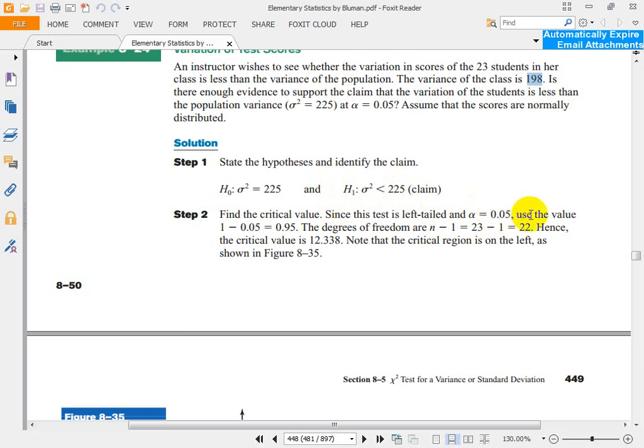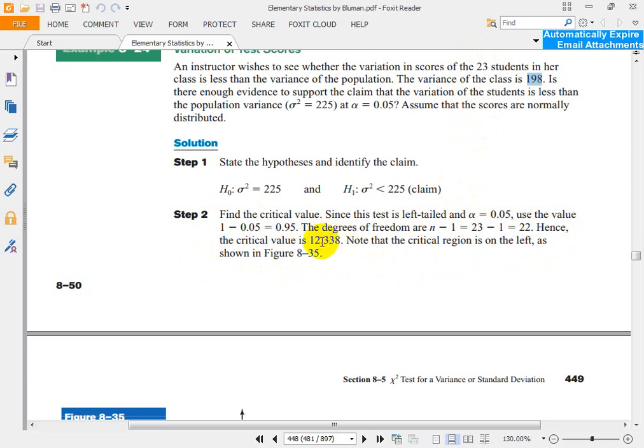That is 0.05. Use the value 1 minus 0.05 is equal to 0.95. So this 0.95 probability is for what? For falling in the non-critical region. And this 0.05 probability is for falling in the critical region. The degrees of freedom is equal to 23 minus 1 is equal to 22. Hence, the critical value is 12.338. Note that the critical region is on the left hand side as shown in this particular figure.